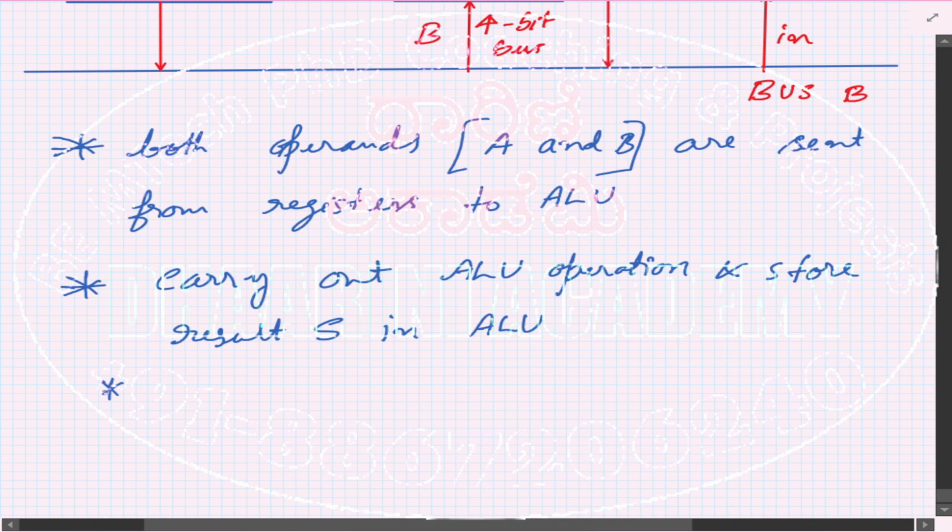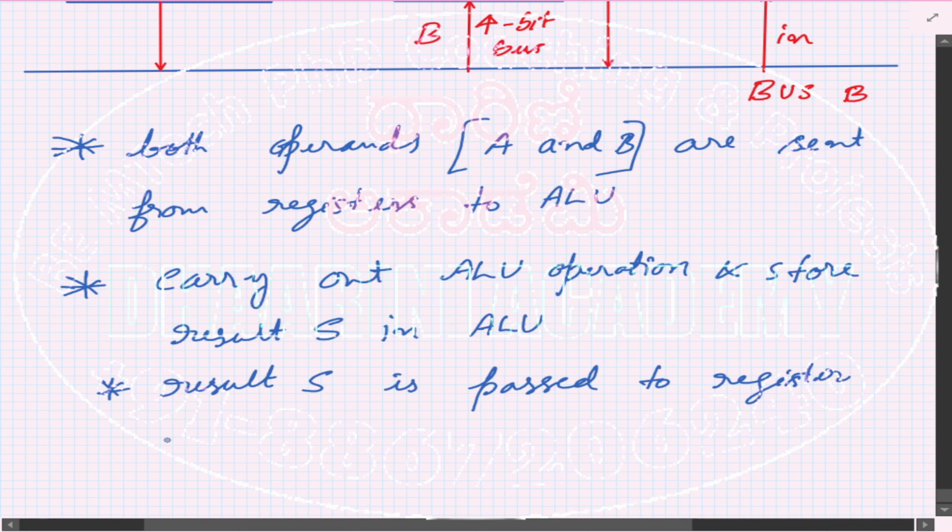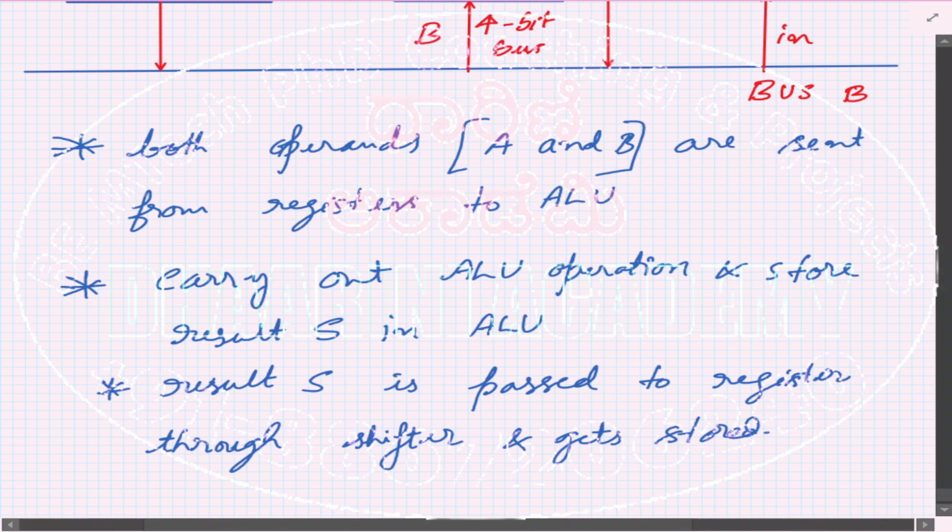All right. So then in the last step, you can see that result S is passed to the register through the shifter and gets stored.